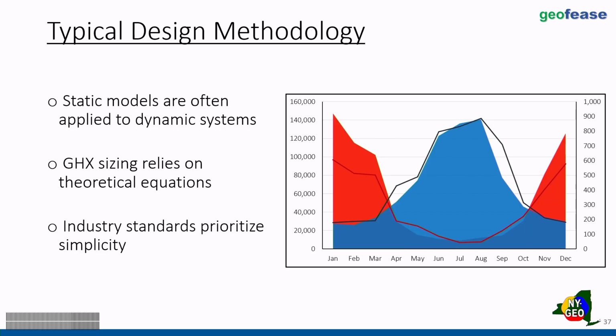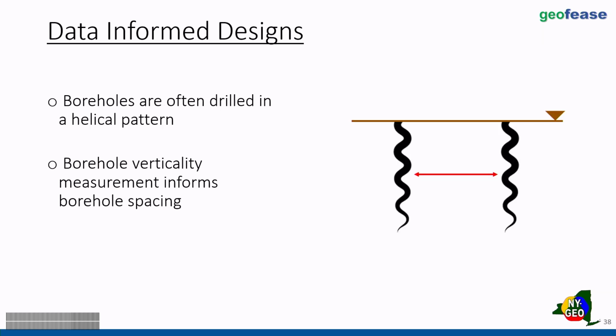But underlying all of these designs is this static 8760 energy model. And so that can be challenging to use for a dynamic system, but it is the best we can do. And then also ground heat exchanger sizing softwares do rely on these theoretical equations that I mentioned. And as an industry, we tend to prioritize simplicity, which makes sense inherently. But what I'm going to talk through a little bit is data-informed designs.